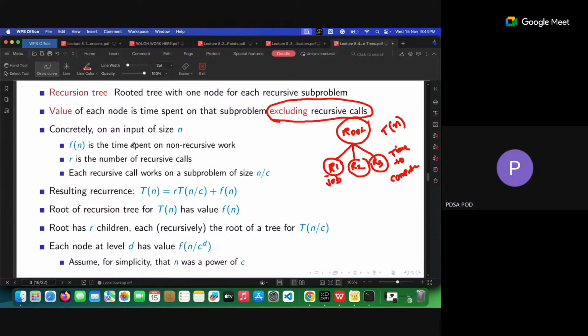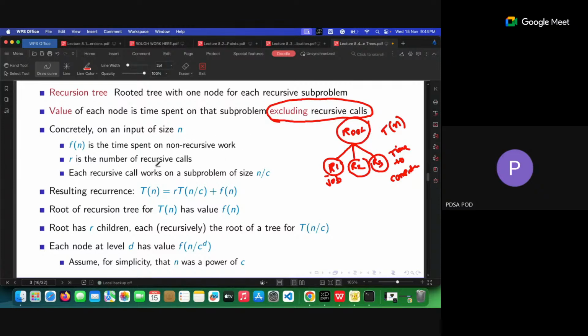Concretely, for an input size of n, which is f of n, R1 is one job, R2 is one job, R3 is one job. The value of R1, R2, and R3 together is the cumulative sum of the roots. Like if the time required is 2, 3, and 3, the total time required is 8. So the total is 8, and don't include the calling time. The recursion calls are not included.